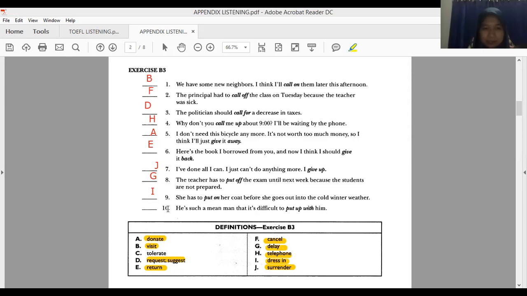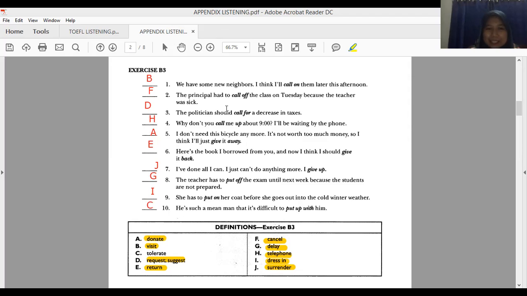And last is, he is such a mean man that it's difficult to put up with him. Put up, perbaikan, make up thing itu. Wait, was it? Ini sih, tolerate. Nah, iya. Make up juga, ada kata make up yang kita tahu put some product on the face kan, tapi make up juga bisa berarti berbaikan. Yes, sometimes a phrasal verb can have more than one meaning.